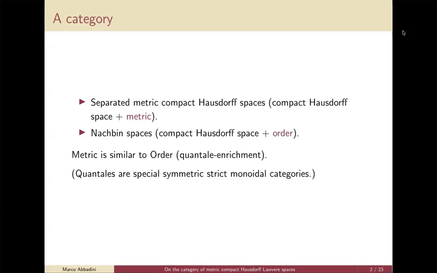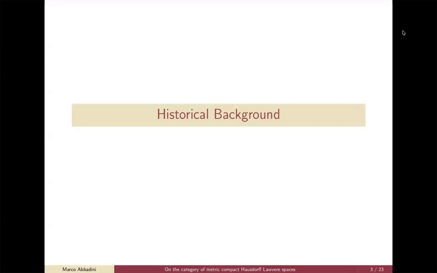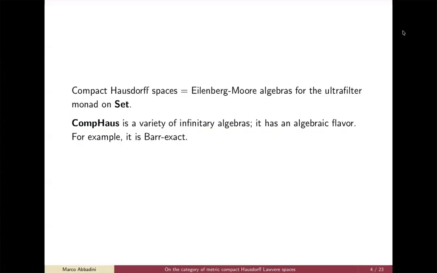Okay, so let's see some historical background. We know that compact Hausdorff spaces are the Eilenberg-Moore algebras for the ultrafilter monad on set. So the category of compact Hausdorff spaces and continuous maps is a variety of infinitary algebras, so it has an algebraic flavor. For example, it is Barr-coexact.